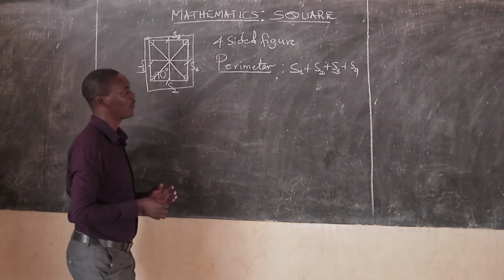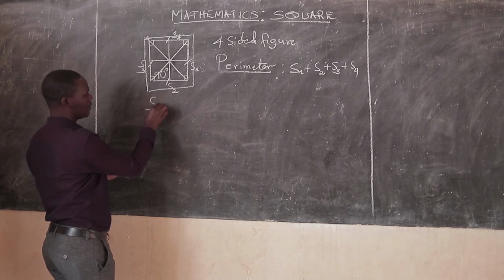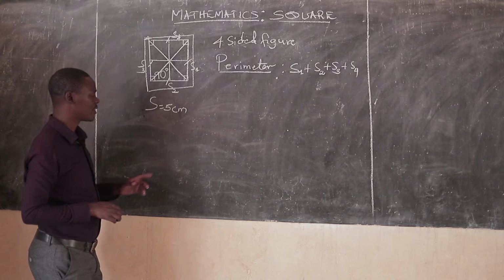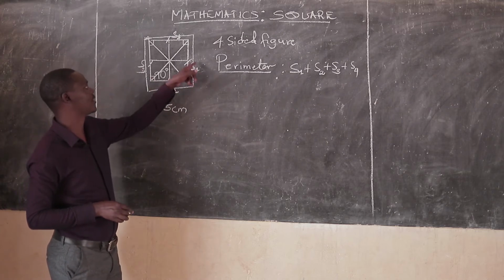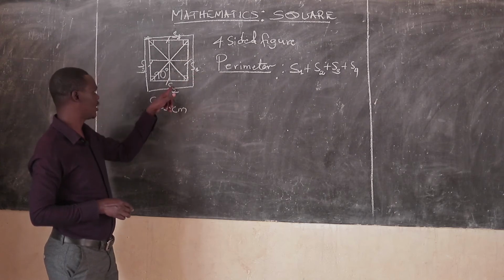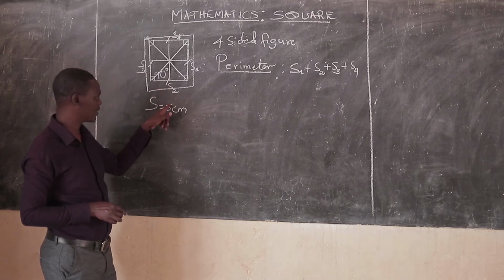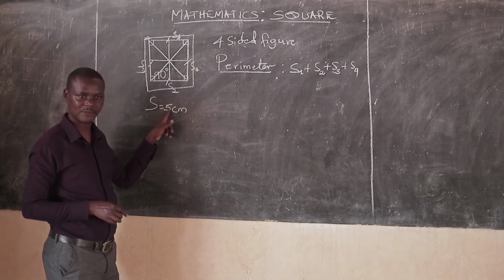Let's take an example. If our side is 5 centimeters, simply 5 centimeters stands for each side. Side 1, 5 centimeters. Side 2, 5 centimeters. Side 3, 5 centimeters. Side 4, 5 centimeters.